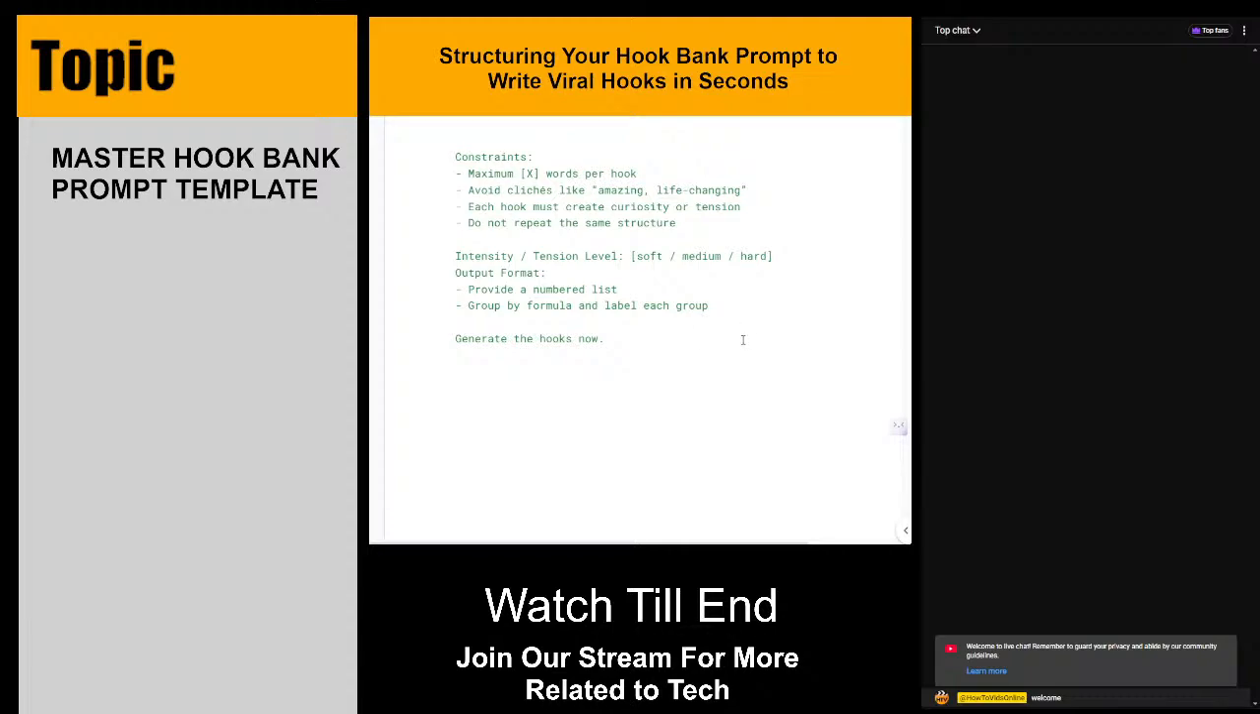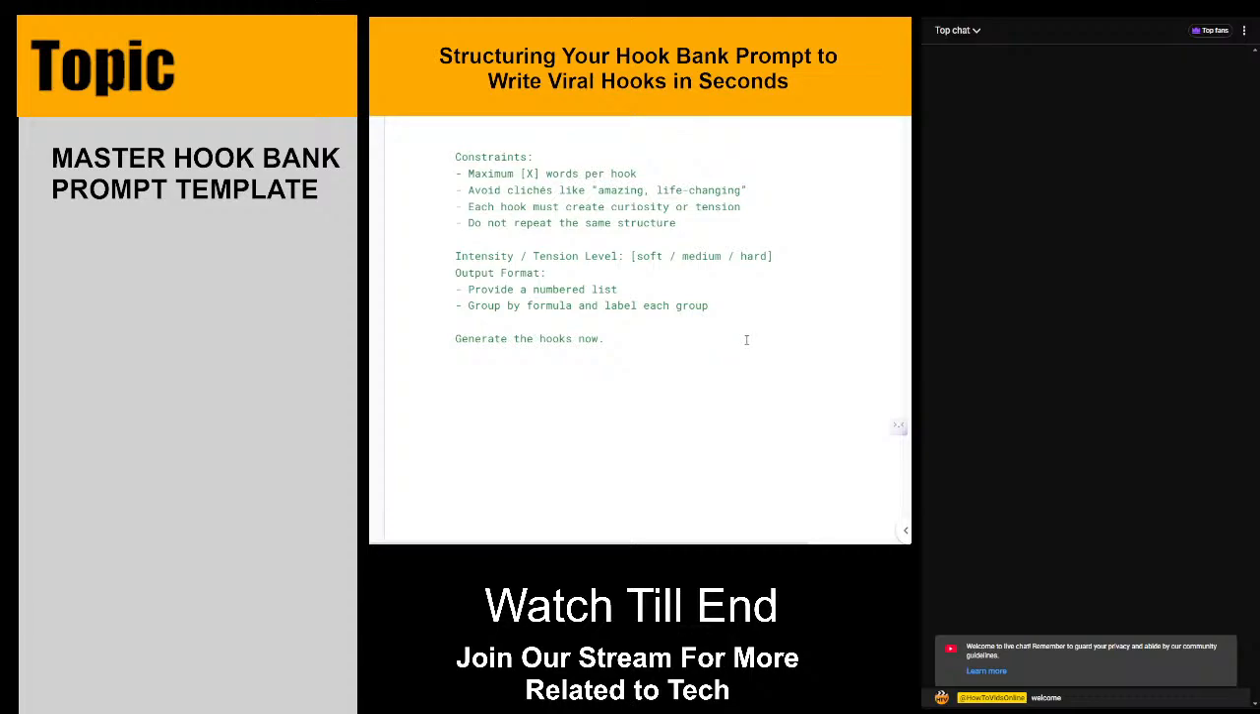Now we'll discuss why this prompt works, and we will discuss the further things. Let's break down why each part of the hook bank prompt is so effective from a psychological and copywriting perspective. The first thing is defining the topic. It's specifying the niche, which ensures the hooks stay relevant. When hooks are too generic, they lose emotional power.